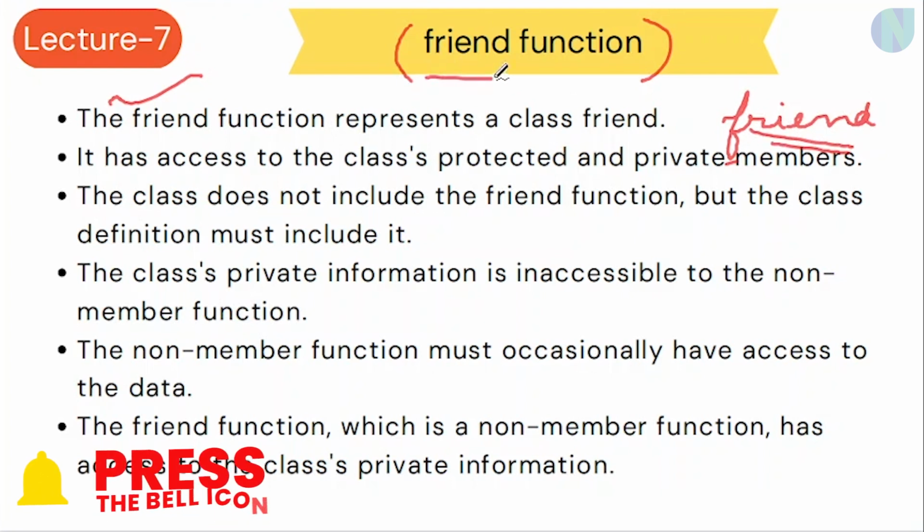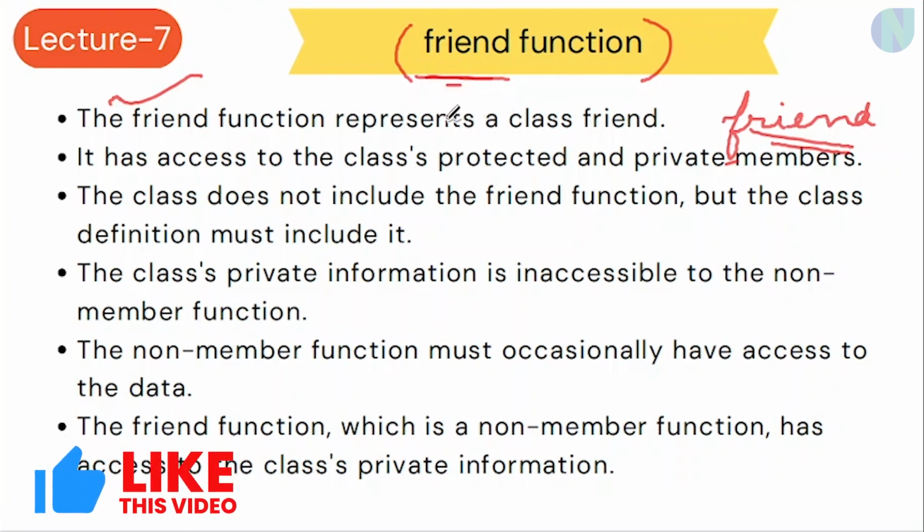So basically, as the name suggests, friend. If someone is my friend, I can share anything with them, and they can share anything with me. If someone is my friend, they give me some authorities, and I give them some authorities. They have some permissions, I have some permissions. So basically, in that way only, a C++ friend function acts.